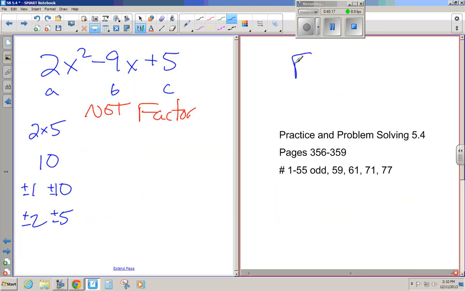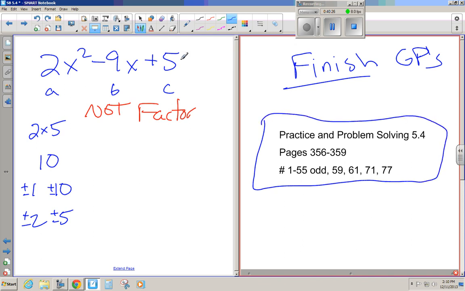So finish the guided practices. I did quite a few of them. So finish your GPs, and these will be some of the problems we do in class. Good luck.